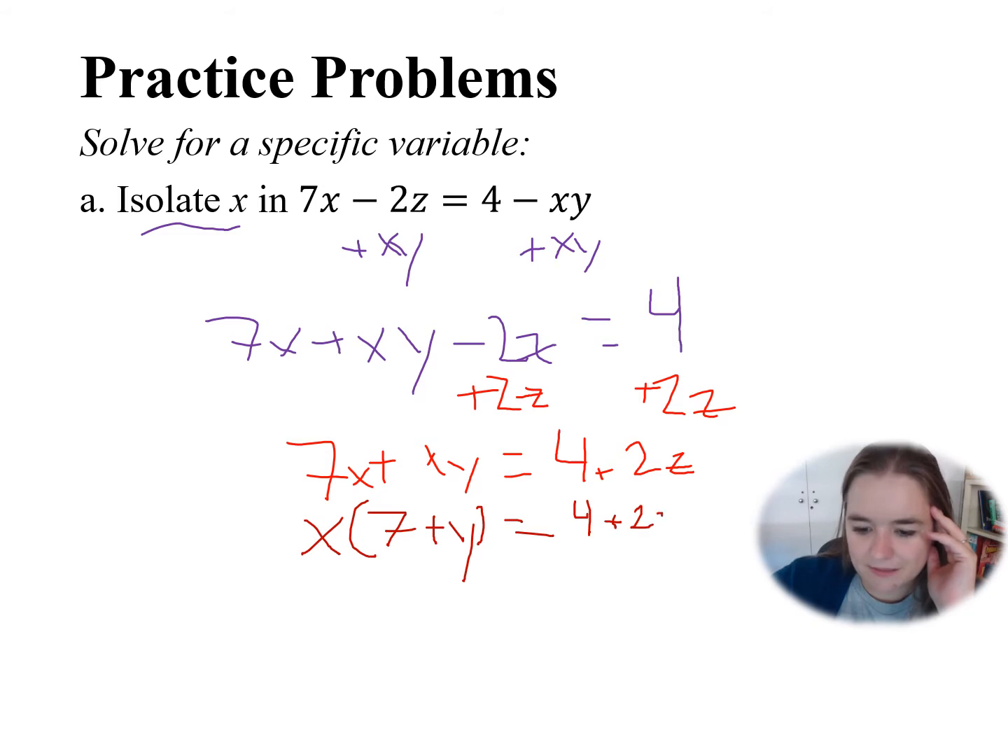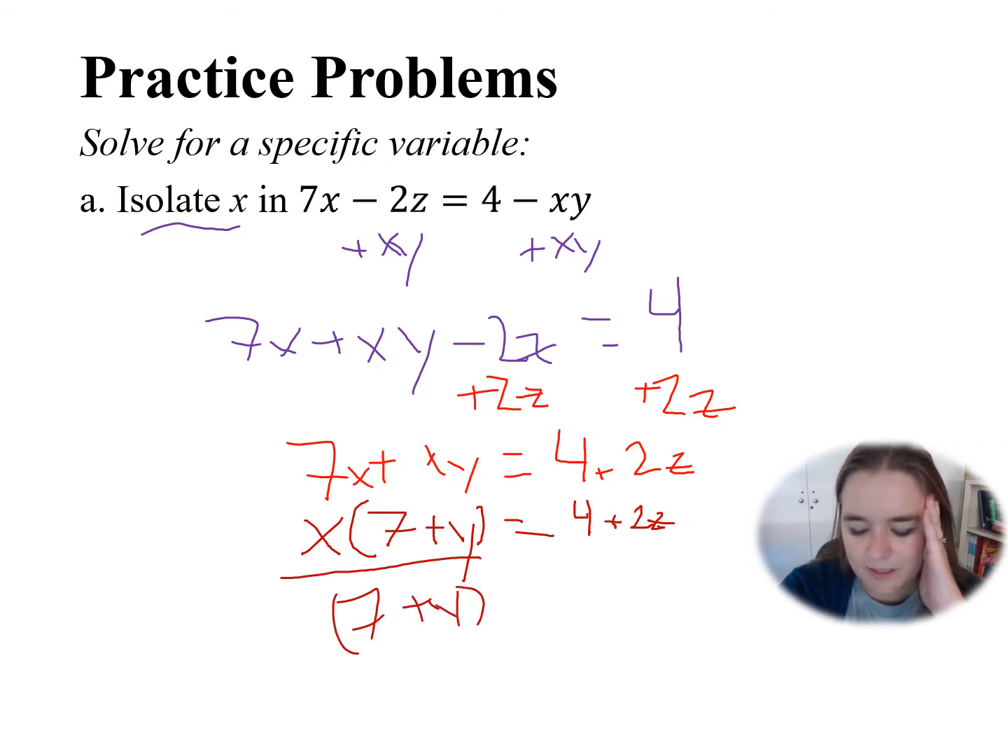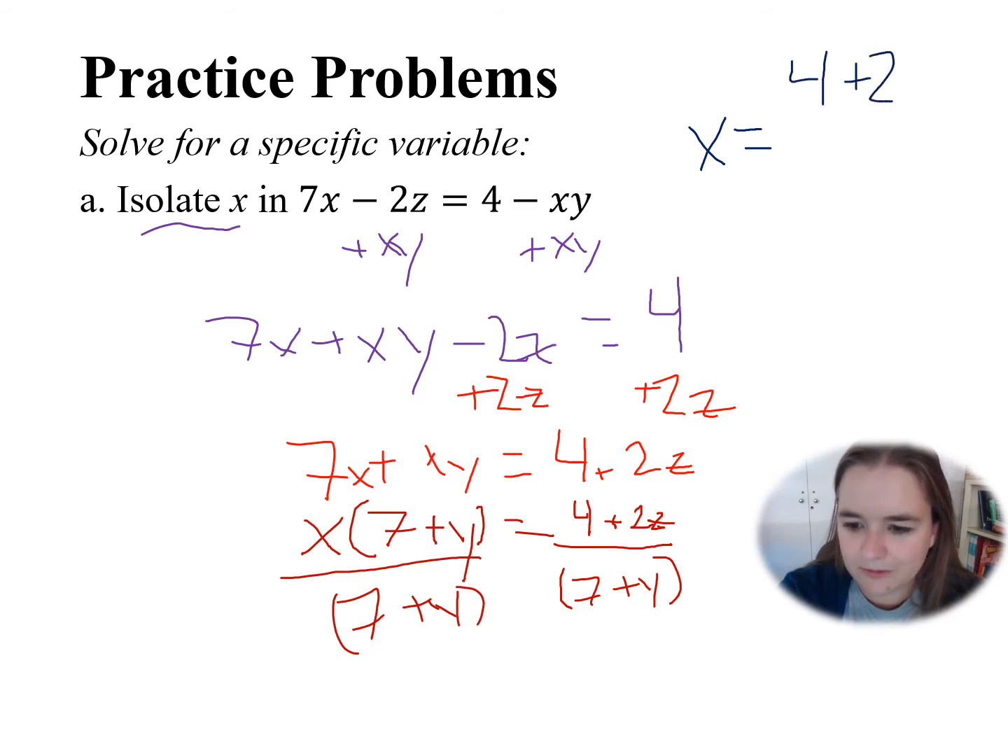Now when I see this, my last step to get x all by itself, I'm just going to divide both sides by 7 plus y. I'm going to keep that together as one unit. That grouping symbol tells me that those pieces are moving together. And I get my final answer. Let's change colors again today. I write it up at the top here so I have space. X equals, I'm going to leave this as that fraction here. I have 4 plus 2z over 7 plus y.